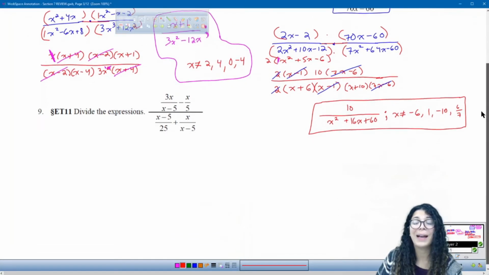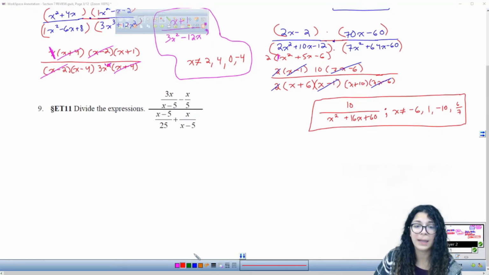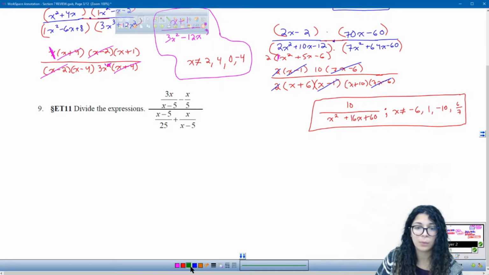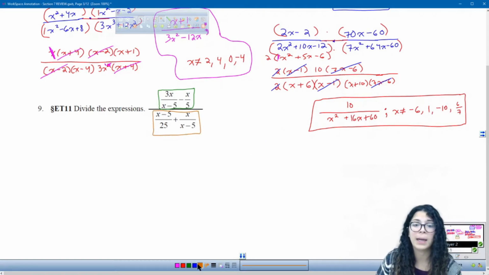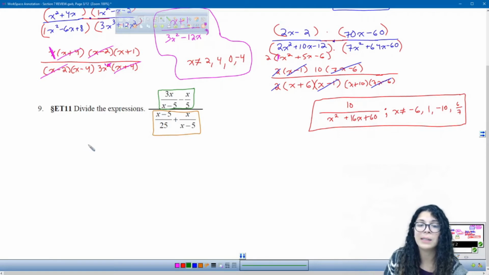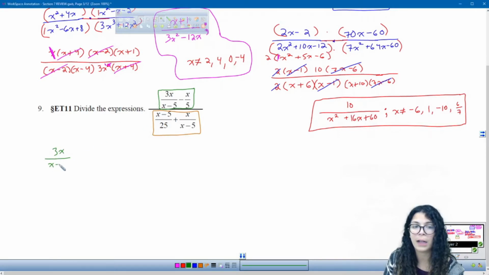Now on number 9, we have another complex fraction here. However, the numerator is not already simplified into one fraction, and the denominator is not already simplified into one fraction like we had on number 8. So what we need to do is consolidate the numerator to be one fraction. So we need to combine these two and actually subtract them.